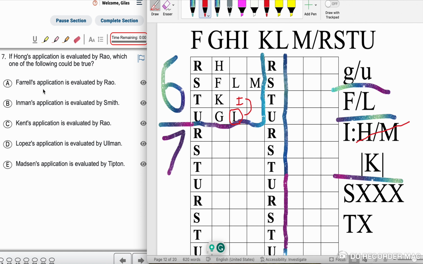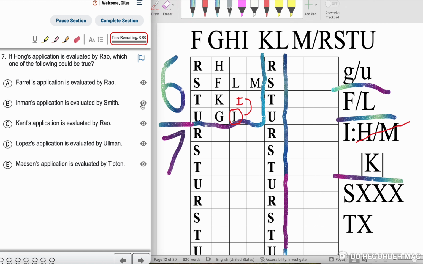Let's go ahead and go through this one more time. I application is evaluated by Smith. No, we don't have that right now. So we really didn't do too much here. Let's go ahead and see if we can do something with F and L had to be together, to be with Smith.